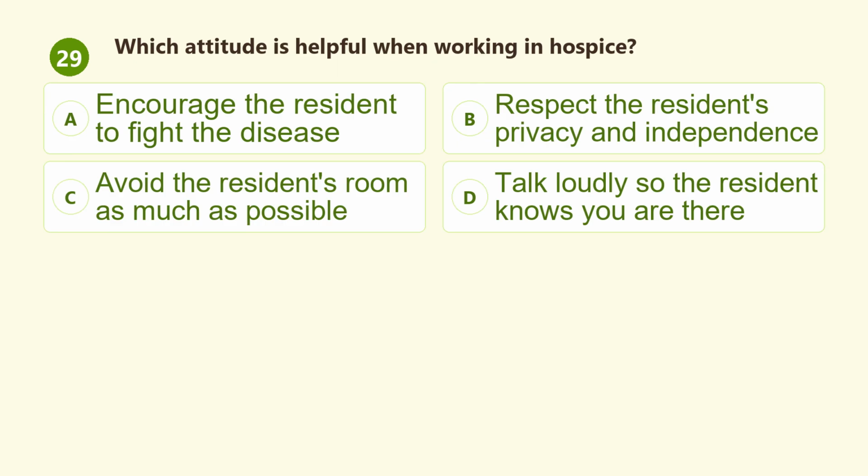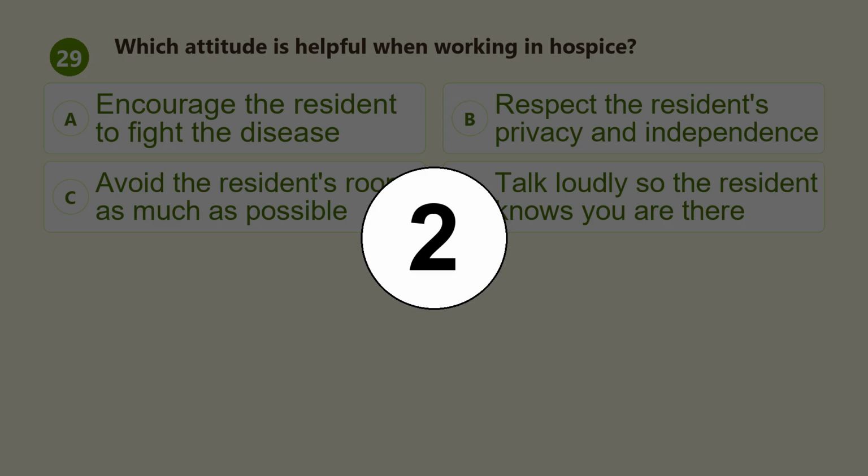Question 29. Which attitude is helpful when working in hospice? Option A, encourage the resident to fight the disease. Option B, respect the resident's privacy and independence. Option C, avoid the resident's room as much as possible. Option D, talk loudly so the resident knows you are there.